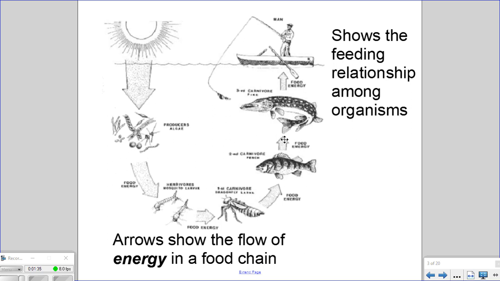So the direction that the arrow is pointing is very important. The arrow means energy movement. It does not mean that this pike is eating the perch.